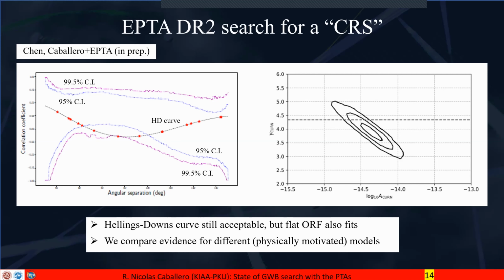And over plotted, we have the Hellings and Downs curve, and the red points show the angular separations of the 6 pulsars in our sample. So what we see is that although we are still compatible with the Hellings and Downs curve, there are other models that can easily fit there.